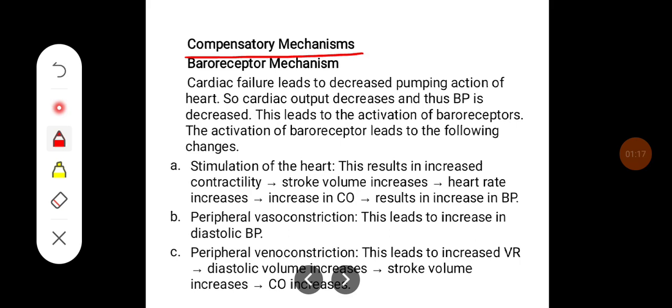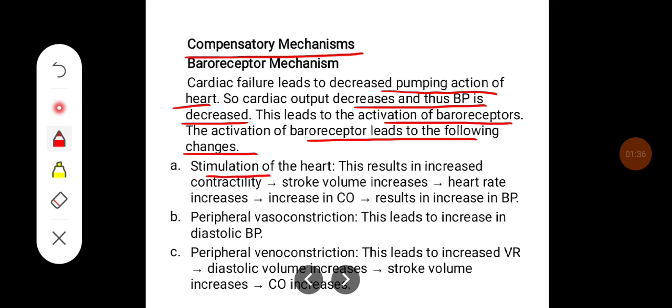Compensatory mechanisms which can happen in cardiac failure. Baroreceptor mechanism. Cardiac failure leads to decreased pumping action of the heart. So cardiac output decreases and thus BP is decreased. This leads to activation of baroreceptors. The activation of baroreceptors leads to following changes.